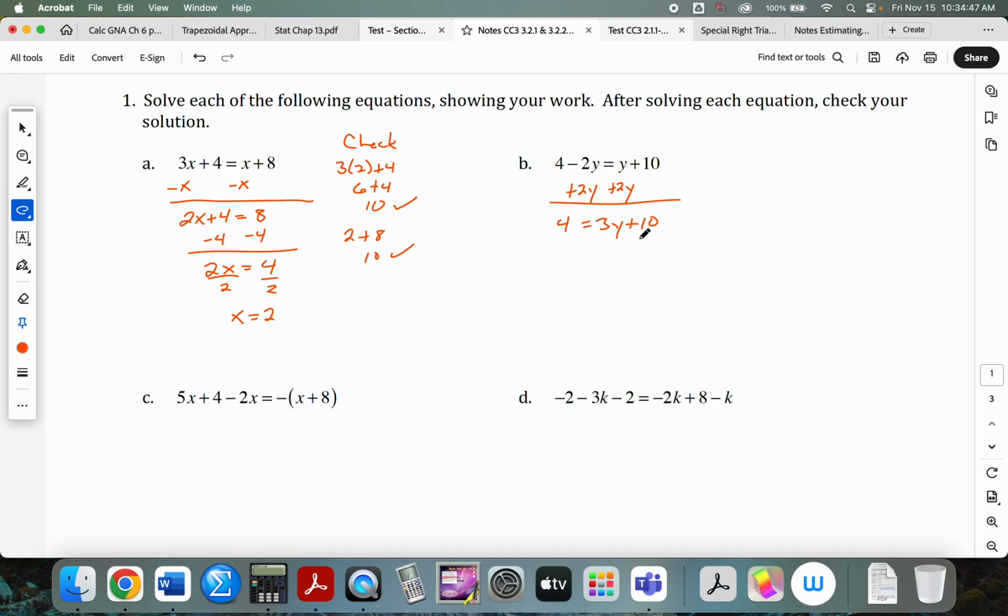Now I want to move everything that's on the side that has the y away from it. So I'm going to subtract 10 tiles, which means I need to add 10 negative tiles to this side. 4 minus 10 is what? Negative 6 is equal to 3y. Divide both sides by 3, and I get y is negative 2.